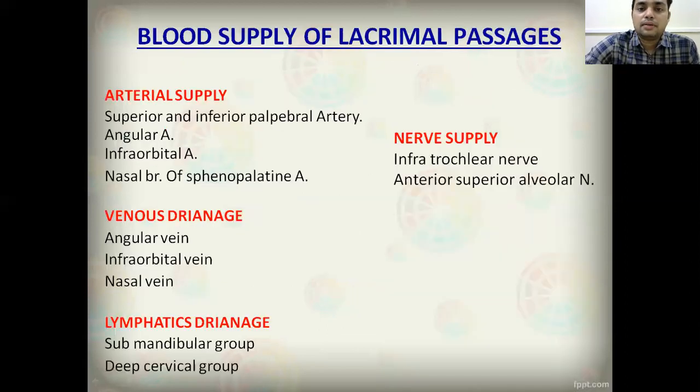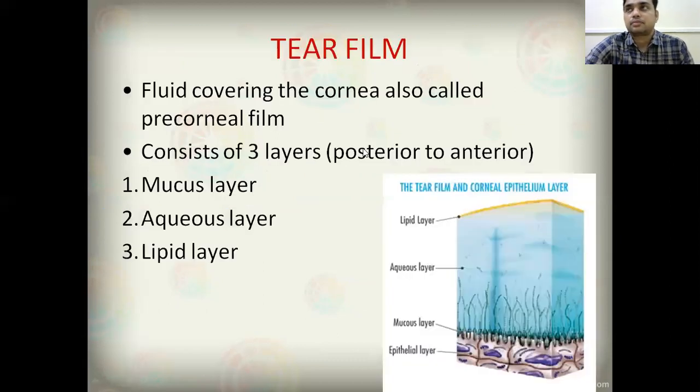Coming to the tear film, what is the tear film? It is a fluid which is covering the cornea. The eyeball surface is covered by a thin watery film that we call the tear film. This fluid covering the cornea, we also call the precorneal film. This tear film consists of 3 layers, from posterior to anterior.